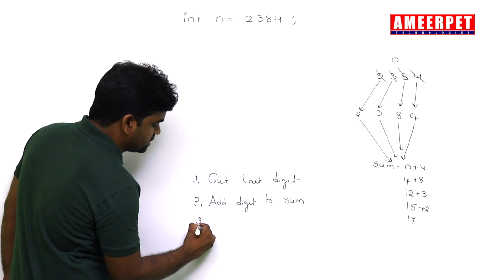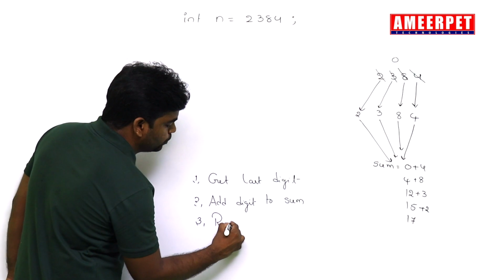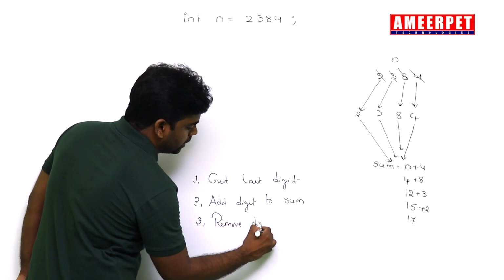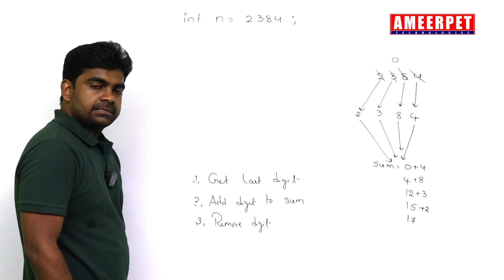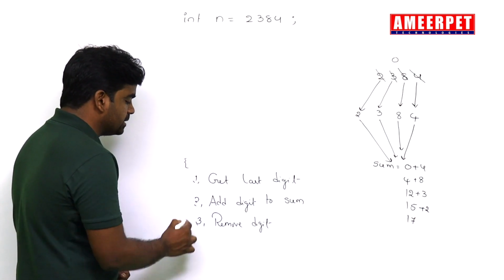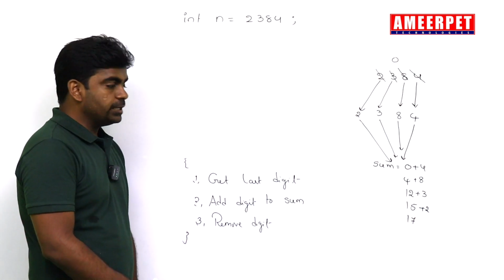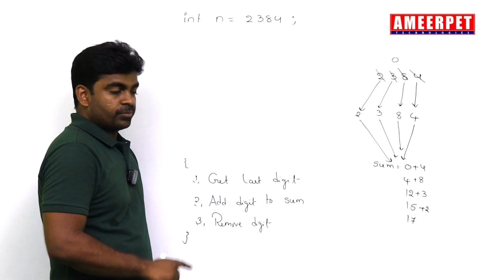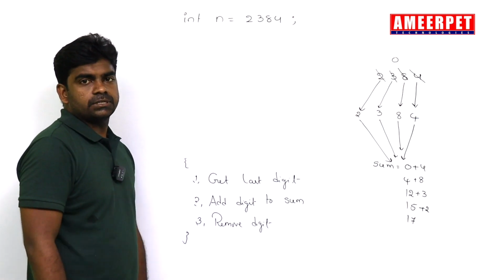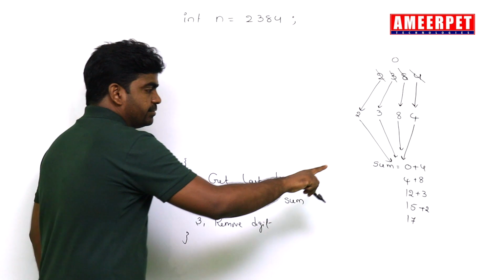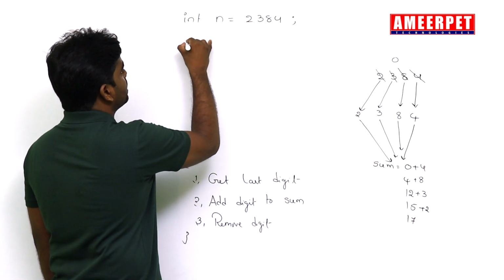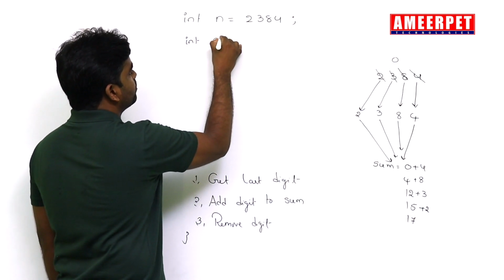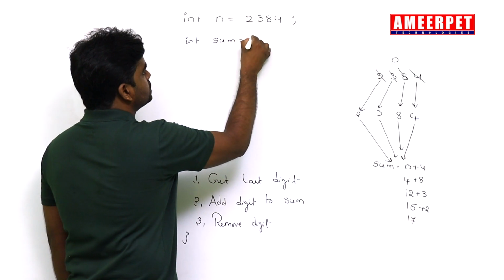So the third step is after adding that one, remove the digit. Sir, how many times we have to repeat this? Until the n value becomes 0. It's a simple one. So first I am taking the variable sum. Integer sum equal to 0.